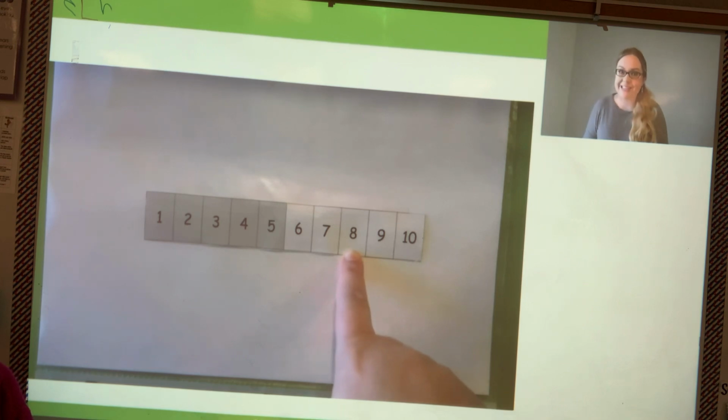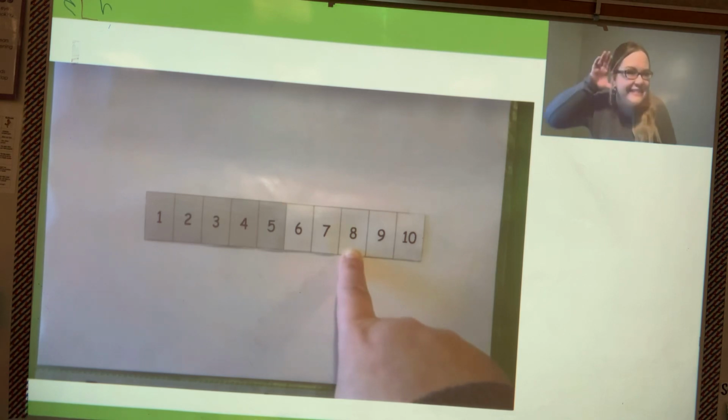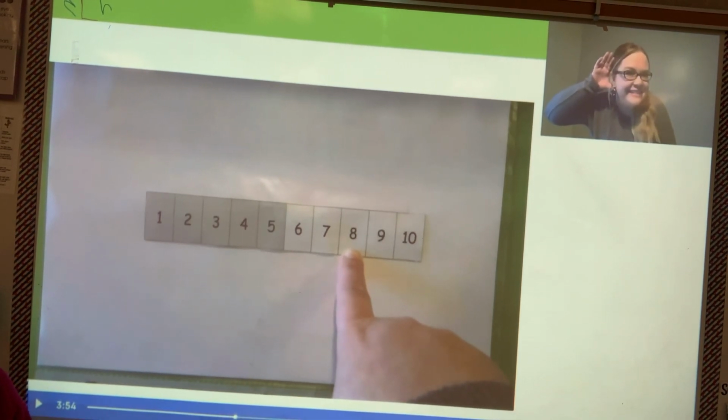Make a subtraction number sentence this time, starting with 8. How do you think we could make a subtraction number sentence using our number path? Ooh, how are we gonna do that? How do we make a subtraction number sentence using the number path? Anya? By going backwards instead of forward.